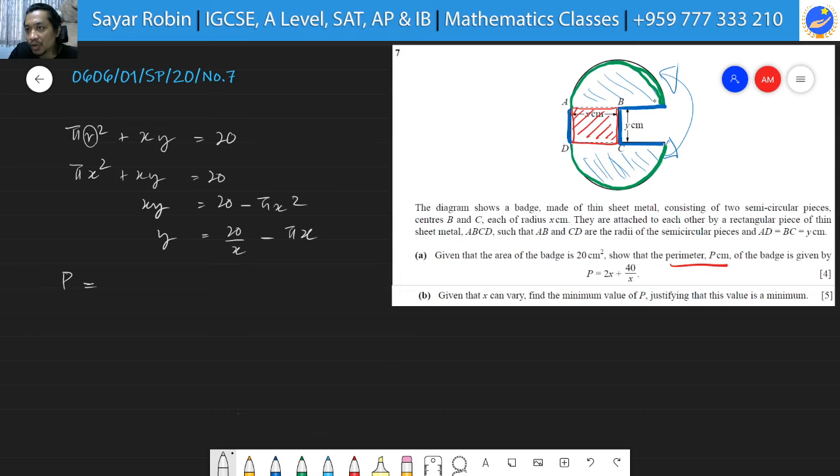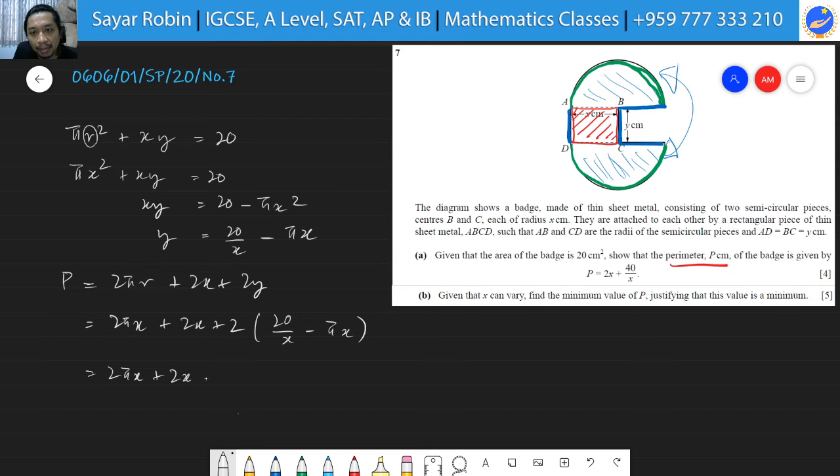The two green arcs become one circle, one circumference, which is 2 pi r. Plus the blue color: the horizontal parts are x and x, which is 2x, plus y and y, the vertical segments AD and BC, which is 2y. The radius has to be substituted by x, therefore 2 pi x plus 2x plus 2 times y, which is 20 over x minus pi x. That equals 2 pi x plus 2x plus, multiplying 20 over x by 2, 40 over x minus 2 pi x.